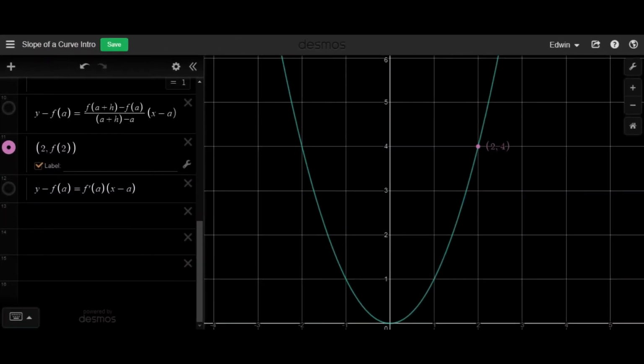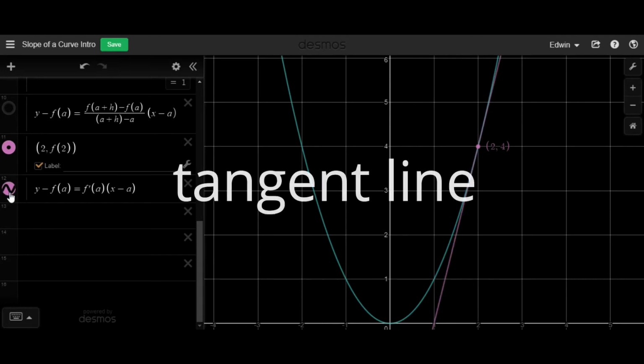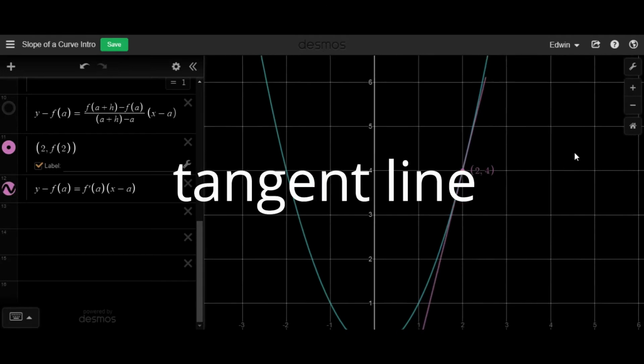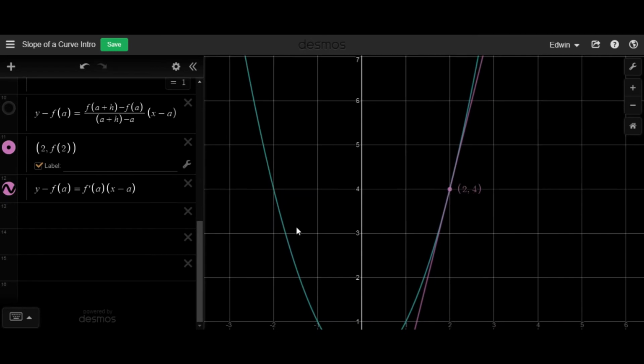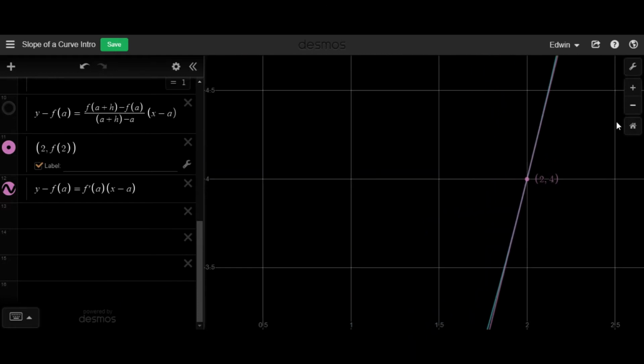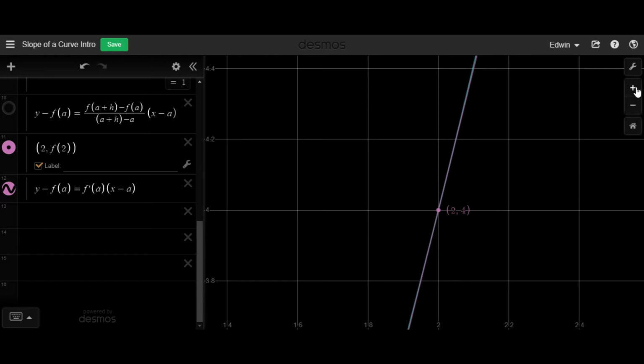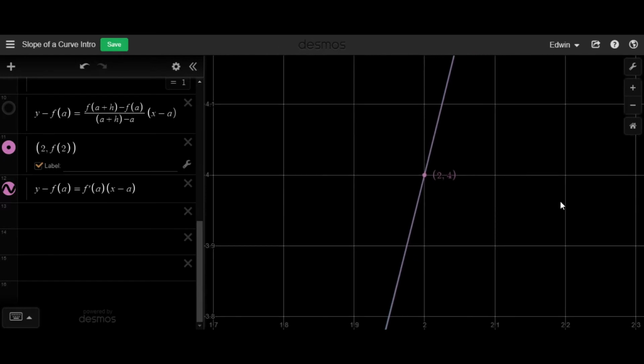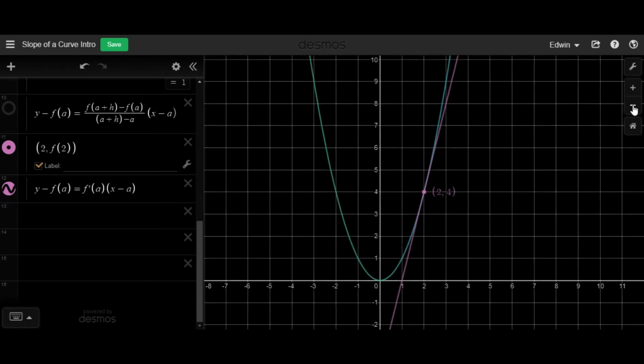So to measure the steepness of that curve, or the slope of that curve at the point (2, 4), we have to create something called a tangent line. You'll see that the tangent line just touches the curve in exactly that one point. That is the so-called point of tangency. And again, if I zoom in, you will see that the tangent line mimics the linearity of the curve exactly at that point (2, 4).